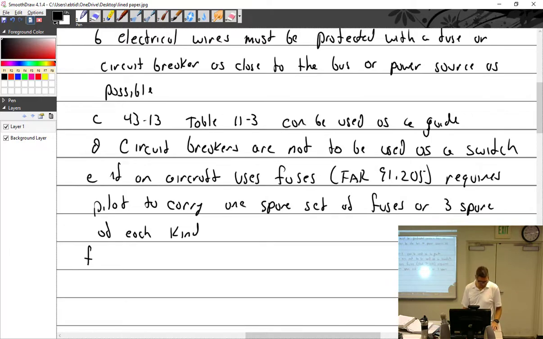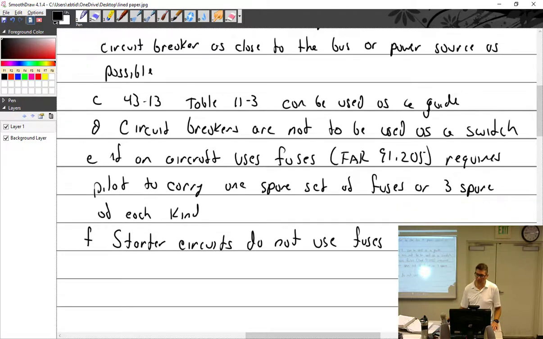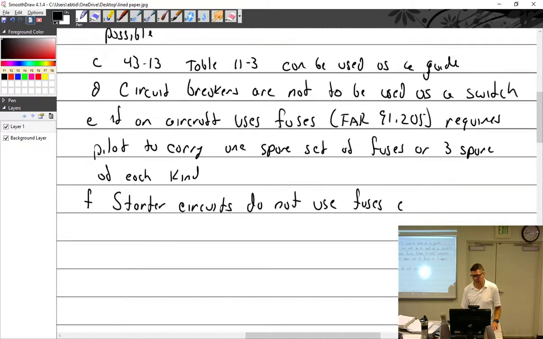And last point, starter circuits. Do not use fuses or circuit breakers. So if you want to wrench on that starter, you can have at it. She'll go till she melts.